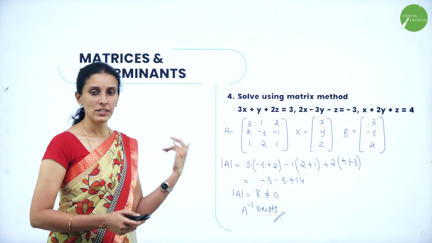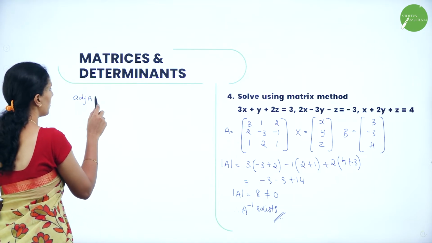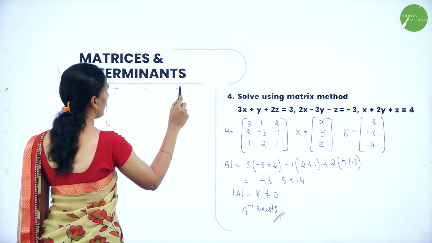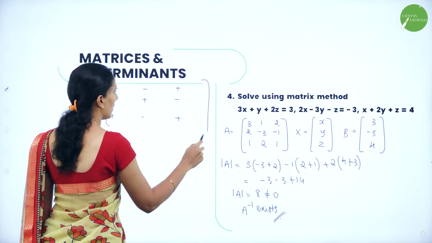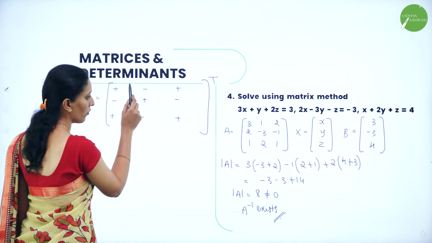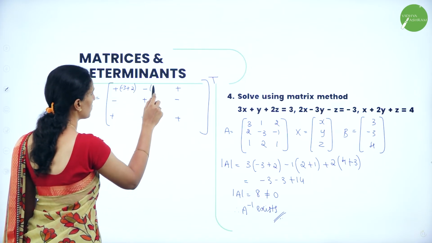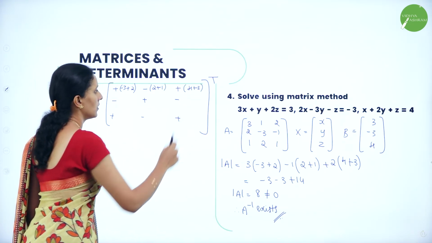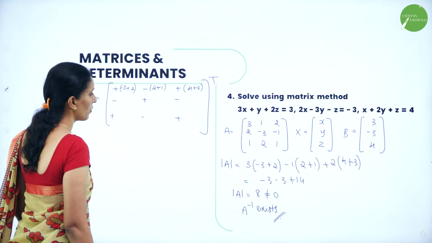So once A inverse exists, we will find out the adjoint of A. So adjoint A is equal to the minors of all the elements, with signs plus, minus, plus, minus, plus, minus, plus, minus, plus, and the transpose of this matrix. So here, let us write the minors of each element. For 3 it is minus 3 plus 2. Next for 1 it is 2 plus 1. For 2 it is 4 plus 3. So from the determinant of the first row, you can see the minors of each first row element. Next we will go for the second row element.